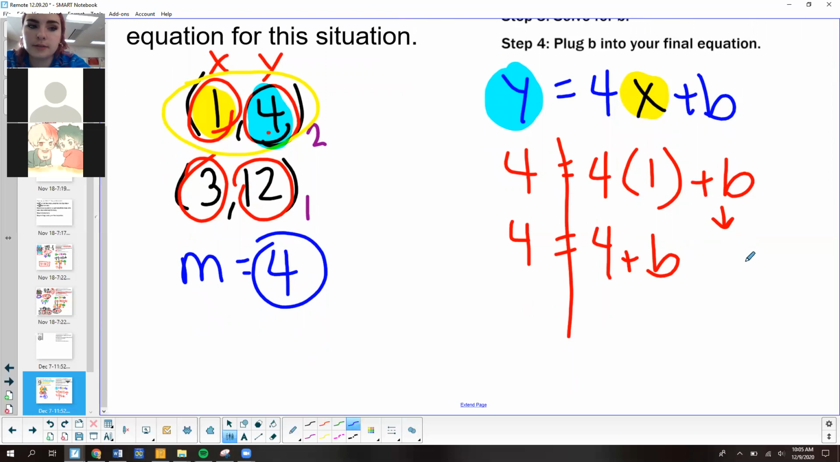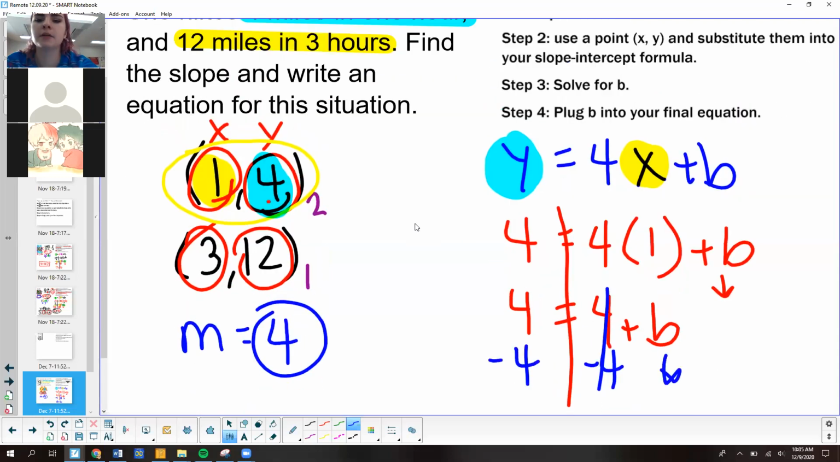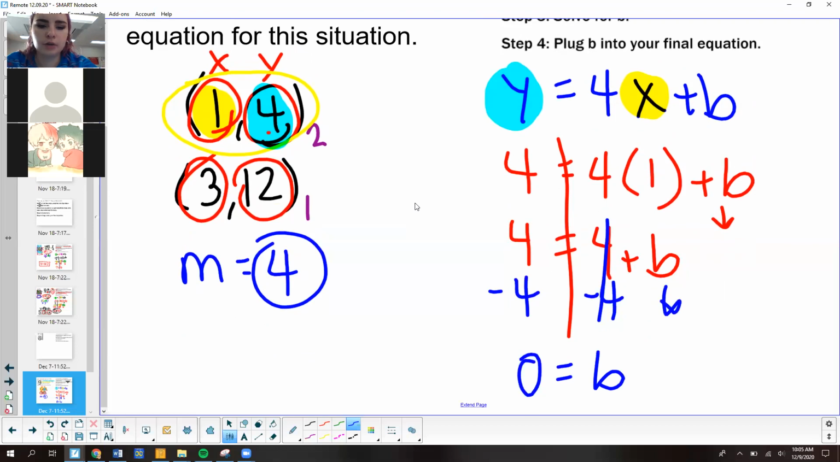If you're thinking ahead, you're probably thinking this is a little bit weird. We're going to move this 4 to the other side because we want to get all of our constants to one side. So I'm going to subtract 4 from both sides because 4 minus 4 cancels and I want b to be by itself, isolated. Well, 4 minus 4 is just 0. And then I'm bringing down b, so b equals 0. How did that happen? Well, I'll explain it to you. But for right now, I want you guys to write an equation.